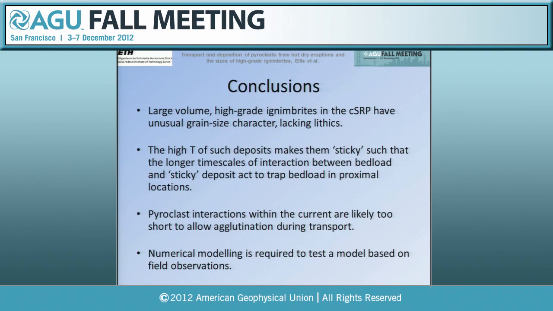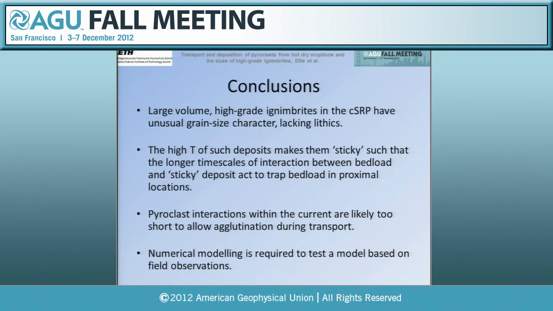So in conclusion, we've talked about the unusual grain size and lithic characteristics, but I think it's this sticky nature of the substrate which is a really important feature, and how that then has a feedback into what the current's doing. So this might be analogous to a leaky, or at least partially leaky, boundary, work by Dufek and others. Pyroclast interactions are too short.